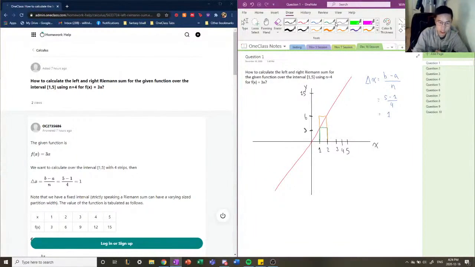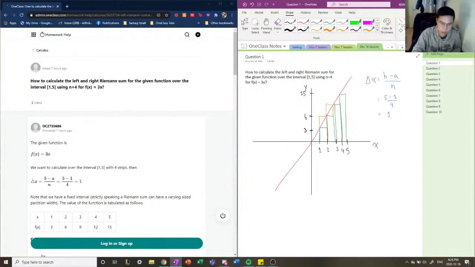I'll draw the other rectangles for you using the left Riemann sum. If we were to use the left Riemann sum, we'll calculate this rectangle. Sorry about my drawing here; it's pretty bad. We'll be calculating the areas of each of these rectangles using the left value, which is the left end of the interval of each of the rectangles. If we were to use the right Riemann sum, then we would also have to add on.